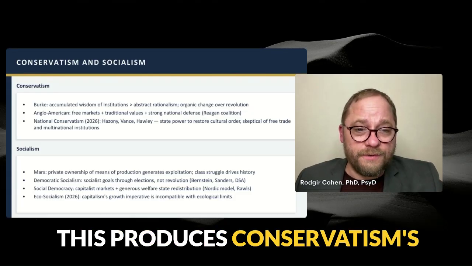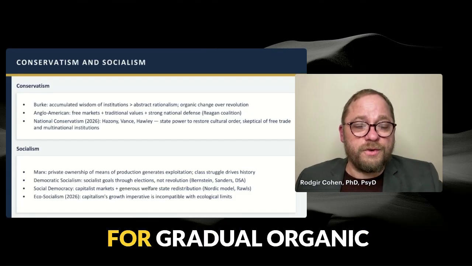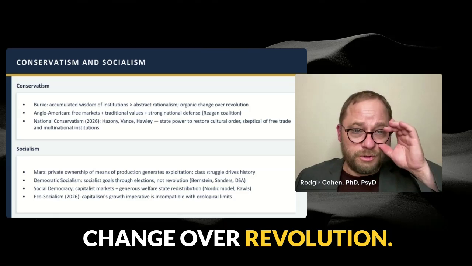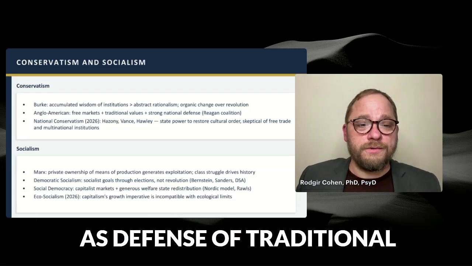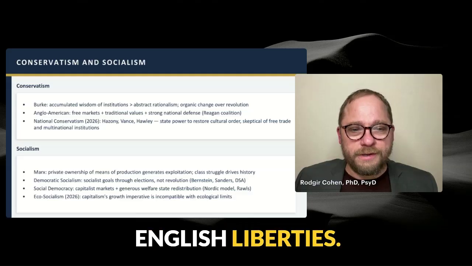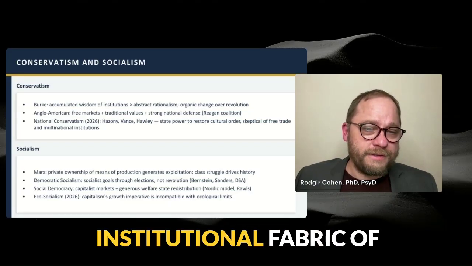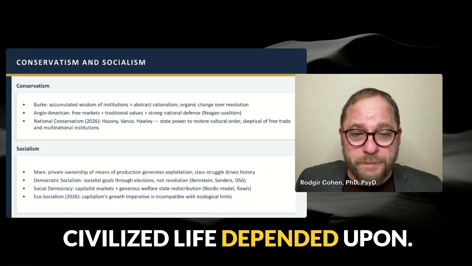This produces conservatism's characteristic disposition, a preference for gradual organic change over revolution. Burke was not opposed to change. He supported the American Revolution, which he saw as a defense of traditional English liberties. He opposed change that would destroy the institutional fabric that civilized life depended upon.